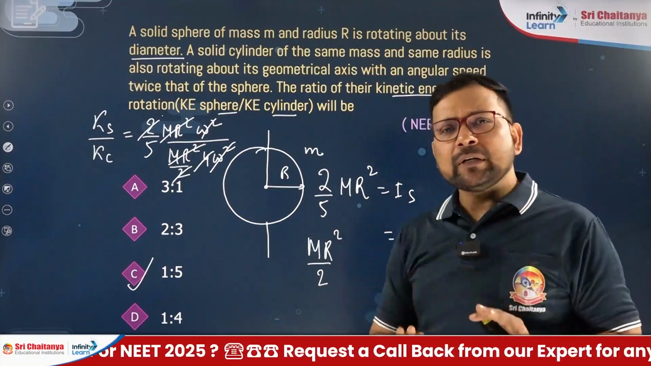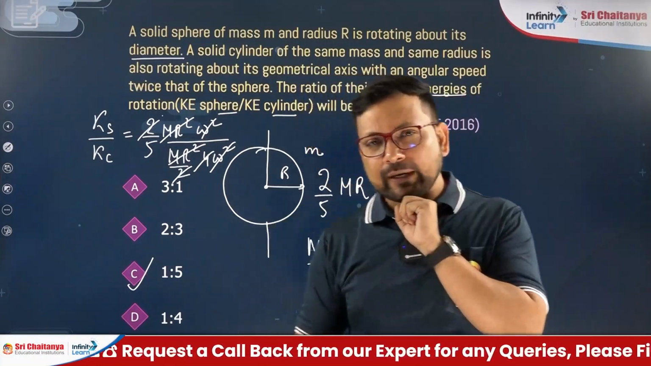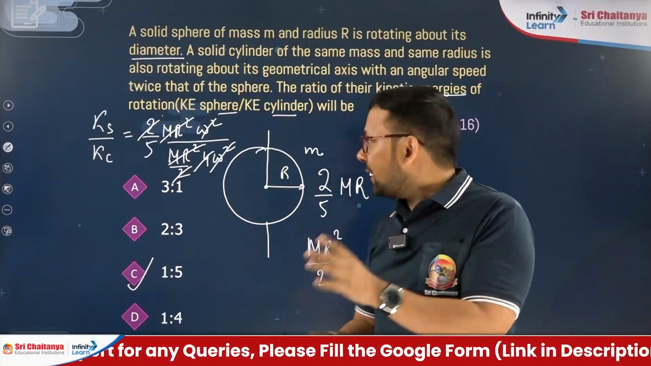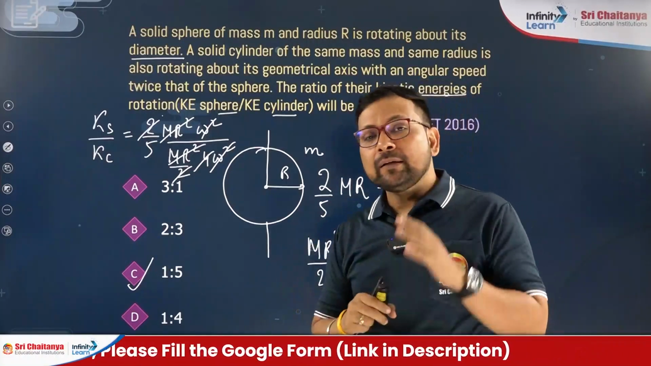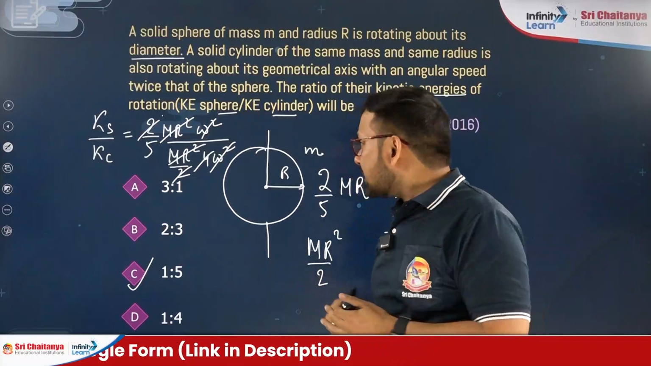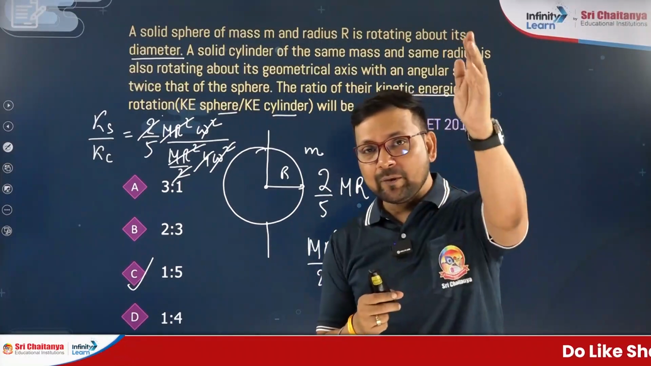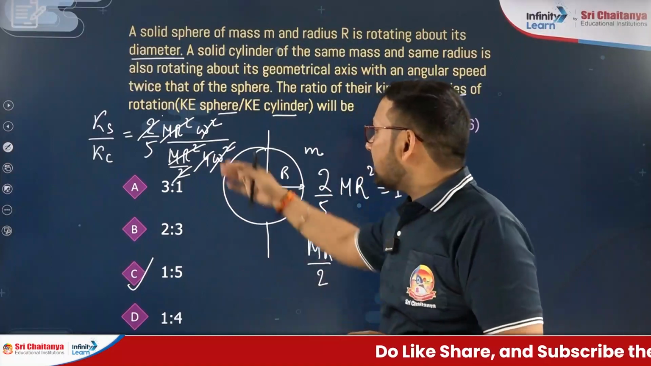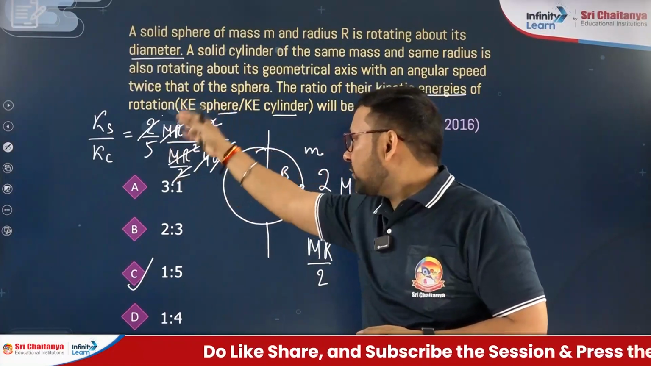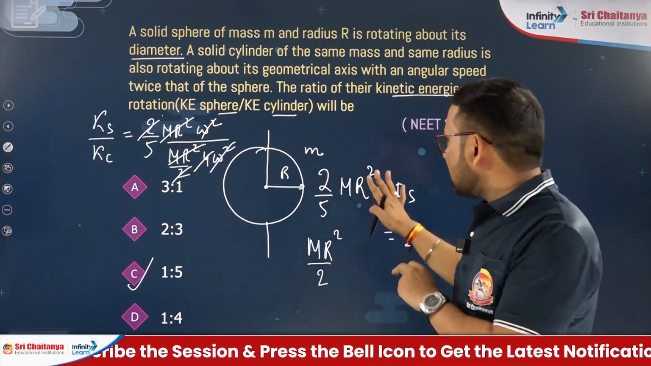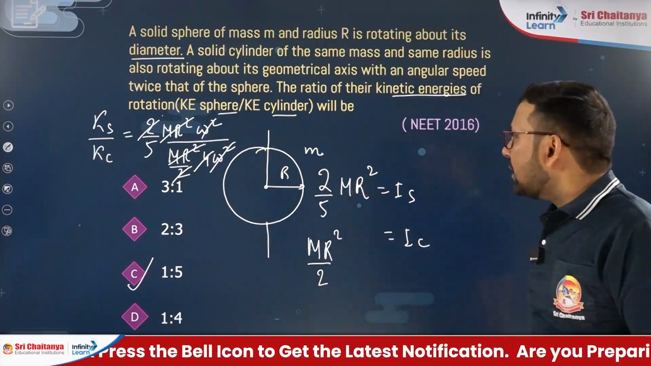The only thing we have to take proper care of is what is I, about what axis is I, and what is omega. In the sphere, you can make that mistake if you use the concept of ring and disk, that the diameter I is half. Then you will write 2 by 5 divided by 2, that is 1 by 5, and the answer might change. You don't have to do that. So, a simple NEET question.